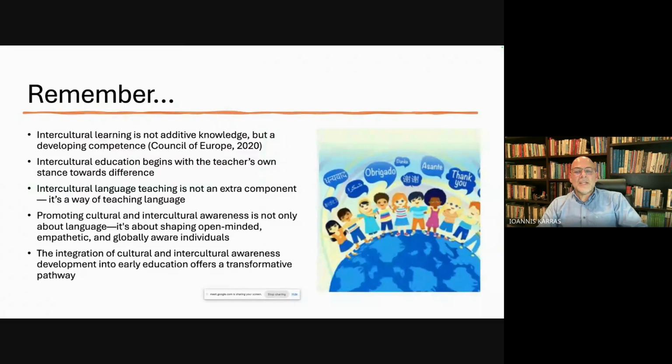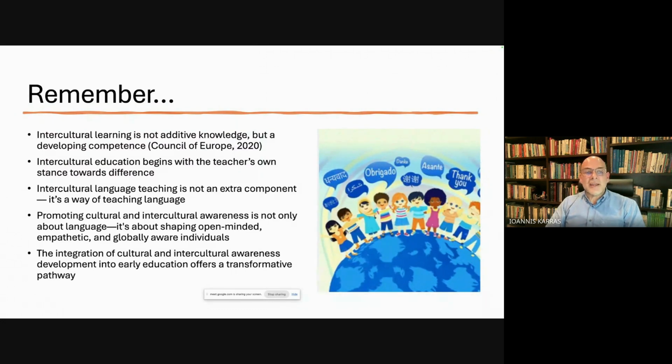as we often say. As final points, I would like all of us to remember that intercultural learning is not additive knowledge. It's not something that we just add or throw into our teaching, but it is a developing competence. And the Council of Europe also stresses that. Intercultural education begins with the teacher's own stance towards difference. So as teachers, we also need to reflect, introspect, and think about our own biases and our own prejudices.